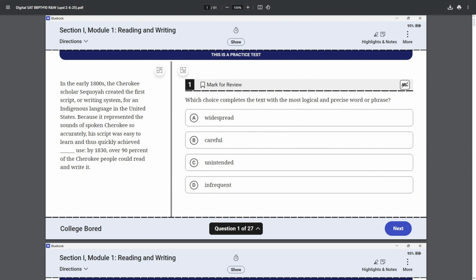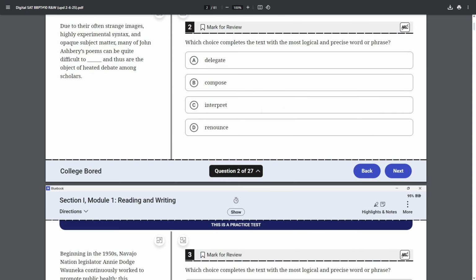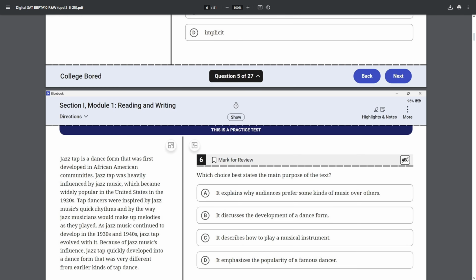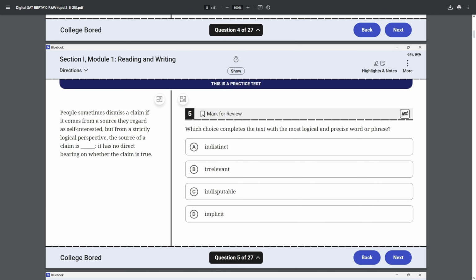Anyways, the first 4 to 5 questions will always be vocab questions. So here you can tell in the answer choices, you have vocab words and you have to choose which one best fits the text. Usually this will be the first 4 to 5. In this test, it goes to question number 5.